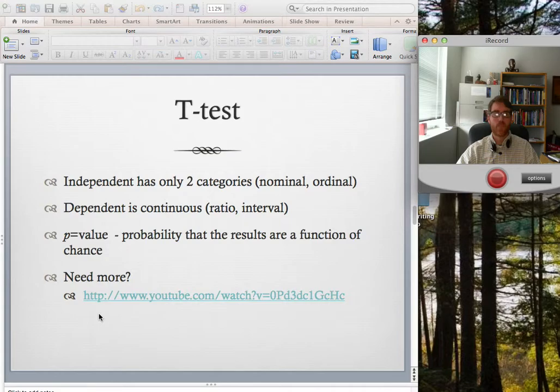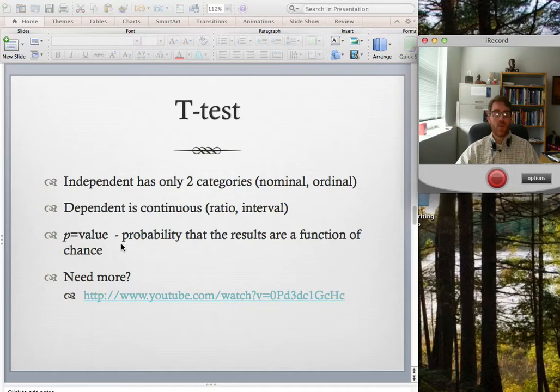The first one is the t-test. Often there are two types of t-test, a paired or independent t-test. But I'm just going to talk general t-test, where we deal with an independent variable that has two categories. And they're either a nominal category or an ordinal category, but the independent variable is categorical. But the dependent is continuous. It's a ratio or interval type data.